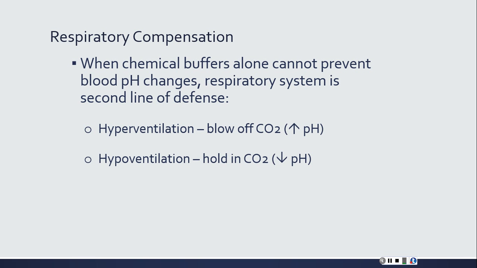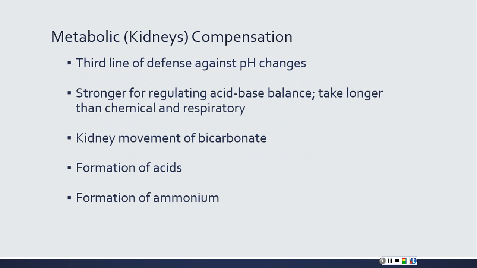Next, we've got the kidneys and the metabolic system. Metabolic compensation is the third line of defense against pH changes. It's stronger for regulating acid-base levels, but it takes a little longer to get started. Kidneys move bicarb in and out. The higher the level of bicarb, the higher the level of pH. So this is a little different.